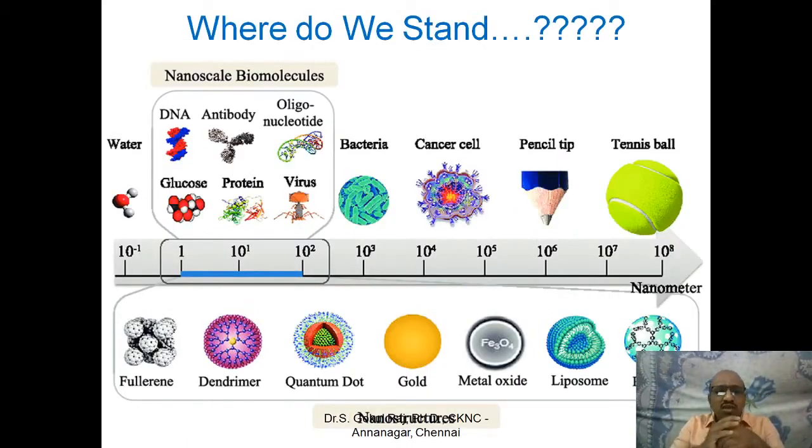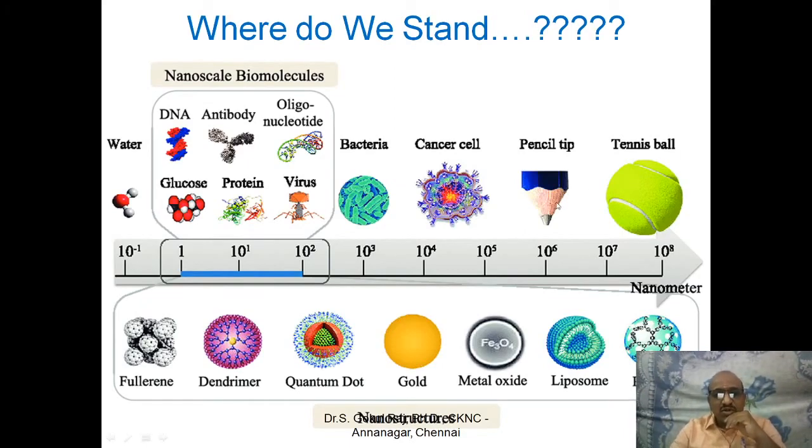Now, I have given a material aspect classification. Now, going to the material aspects, where do these materials stand? Why do I need these kinds of materials? You see that I have made a comparison.